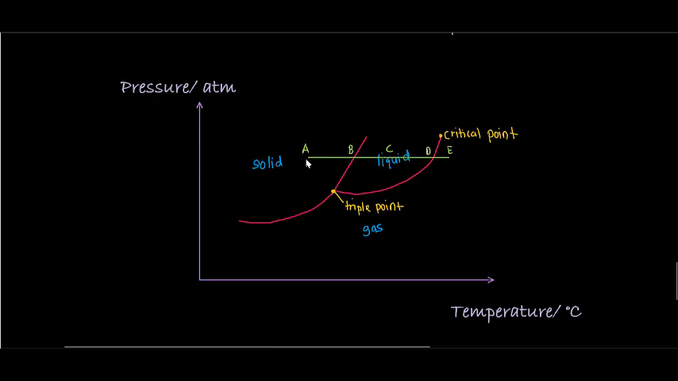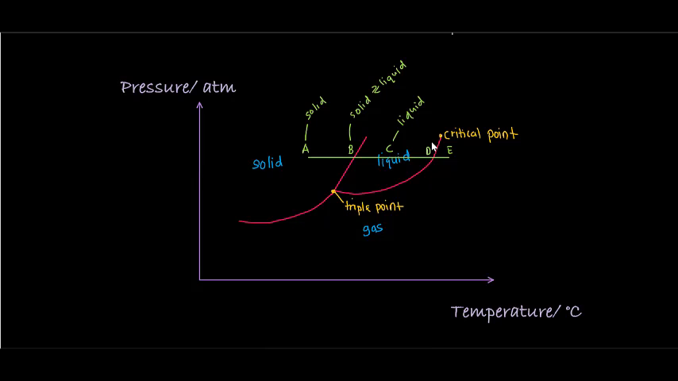Supposedly, you have a substance starting from point A, increasing the temperature at constant pressure until point E. Starting at point A, the substance is in solid phase. At point B, the substance is in solid and liquid equilibrium. At point C, the substance is in liquid phase. At point D, the substance is in liquid and gas equilibrium. At point E, the substance is in gas phase.